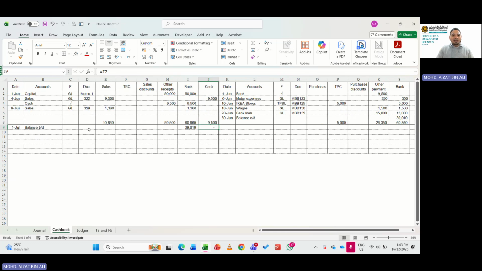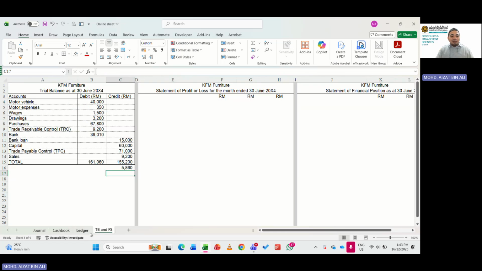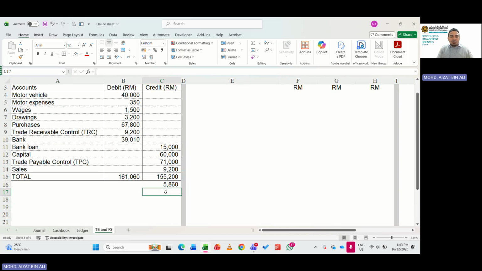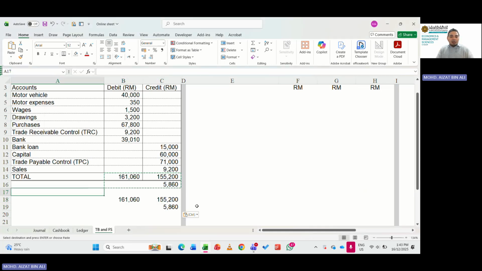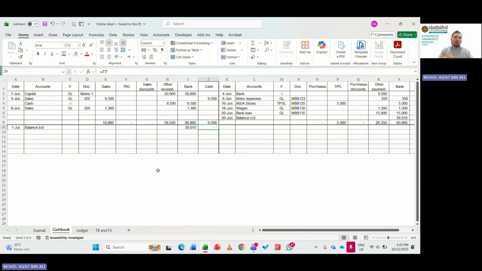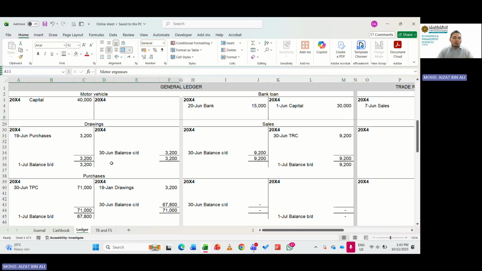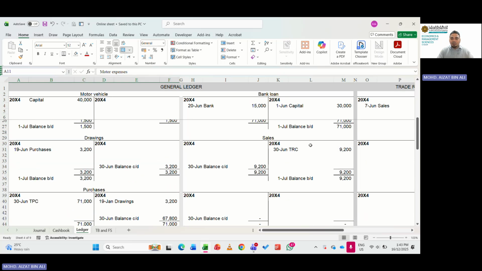So now let's do this. The nice thing about this is that it will update automatically. You look at this here. This is the total and the balance. Let me put it here. I'm pasting only the value so that we can compare it later. Now, look at our cash book. This is one step that we skipped earlier. From the cash book, the total sales is 10,860 ringgit. We have to put this into our sales account. So let's go to ledger, sales.